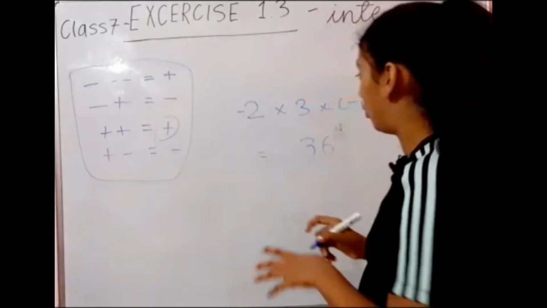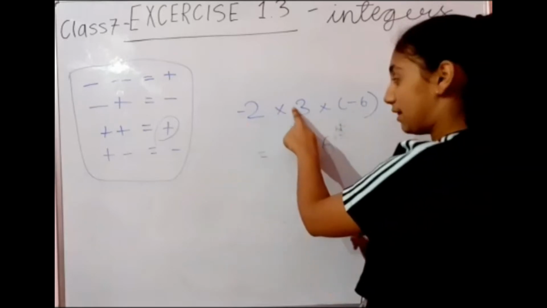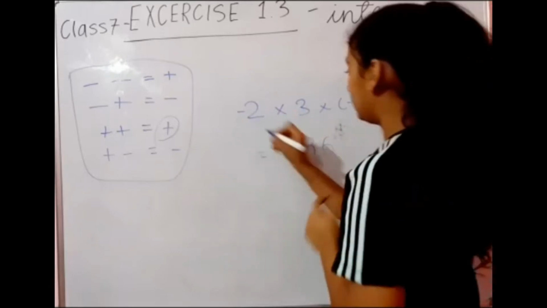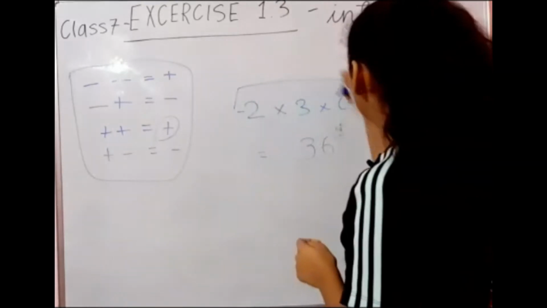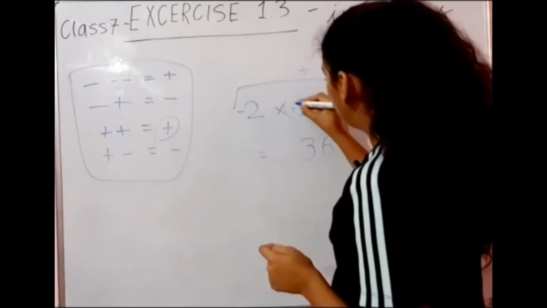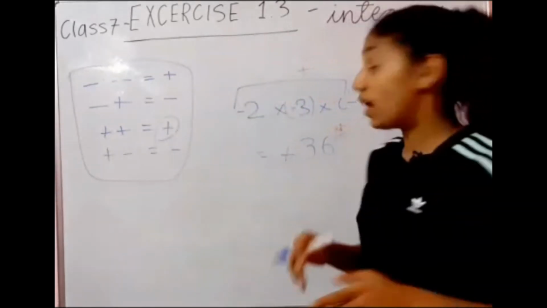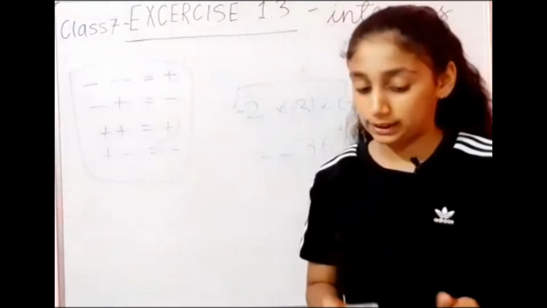Now, minus minus becomes plus, and this is a positive. So minus minus became plus, and this is a positive one. So plus and plus is equal to plus. So our answer will be plus 36.